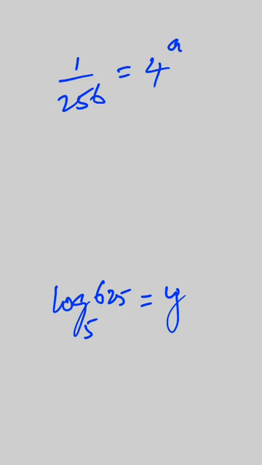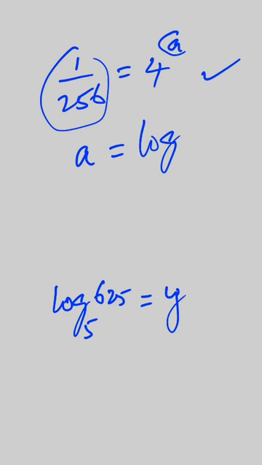Here again more problems are there. Here 1 by 256 equal to 4 power a, exponential form. How can we write it as a logarithmic form? I told you the exponent, write it first. a is equal to, next, log, whatever value is there, you have to write it, 1 by 256 base 4. Whatever base is there in the exponential form, in the logarithmic form also that base is the same number, we have to write it.